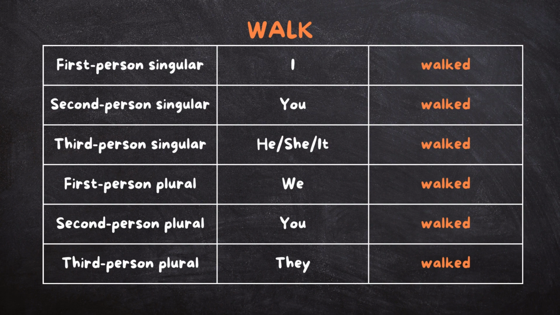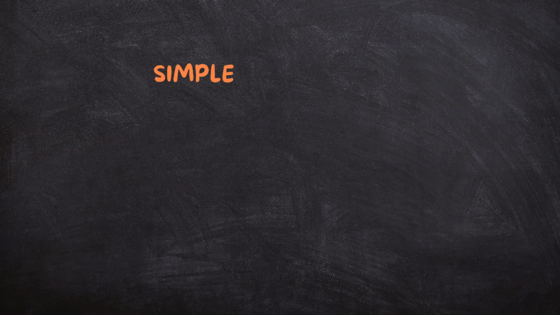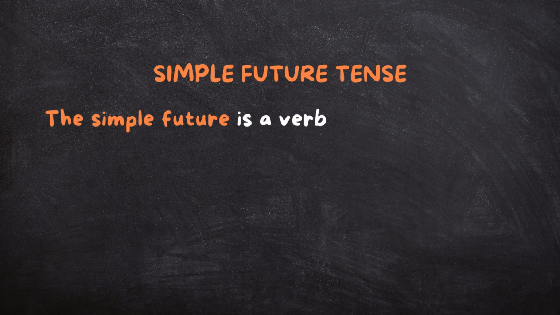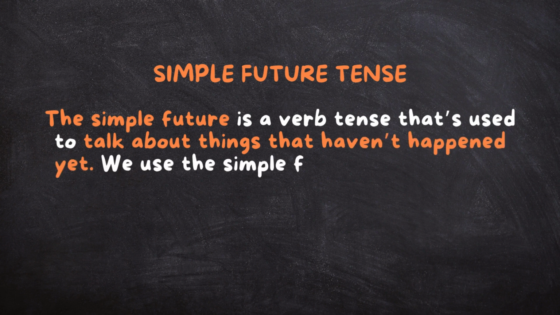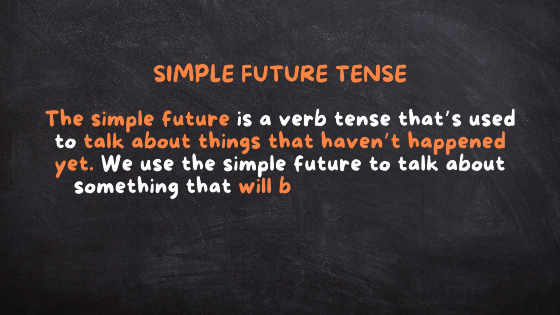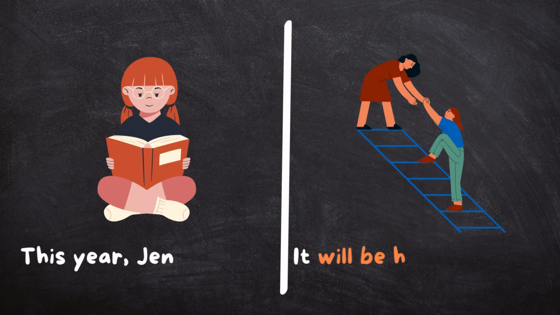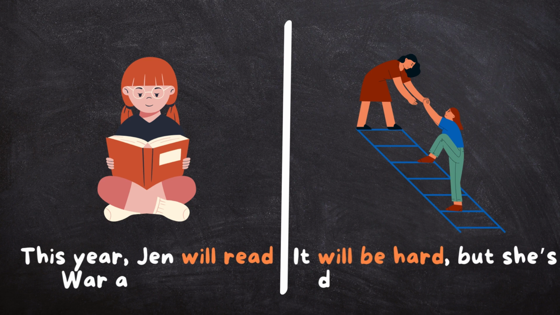Let's move on to the last part of this lesson, which is the simple future tense. The simple future tense is a verb tense that is used to talk about things that haven't happened yet. We use the simple future to talk about something that will begin and end in the future. Let's see examples. This year, Jen will read War and Peace.